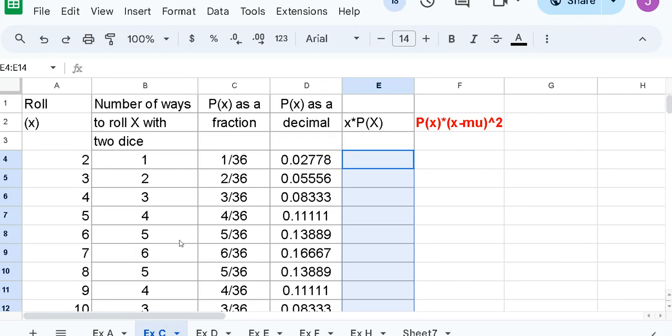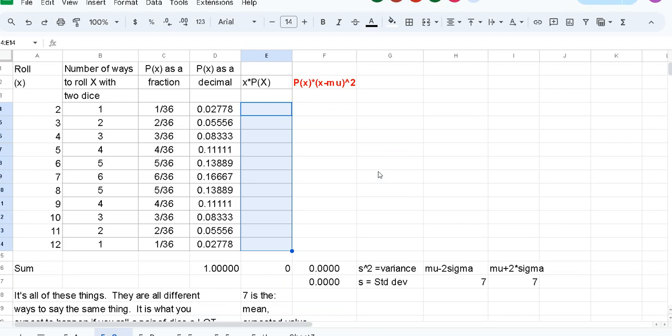That should give you the chart that you just had up. What I want to do with you is plug in some of these numbers, or get Google Sheets to plug in some of those numbers for us. So I want to start right here in column E, row 4. And for this, I want to put in X times P of X. X times P of X.